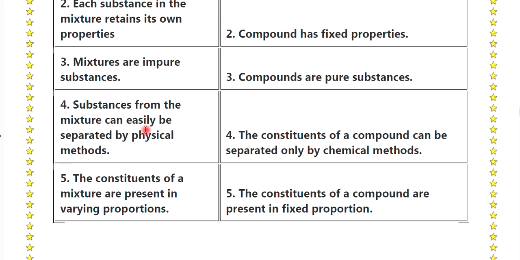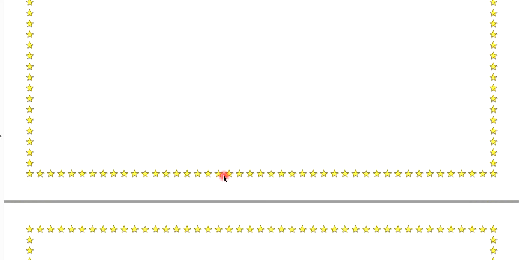Substances from the mixture can easily be separated by physical methods. Fourth point is, the constituents of a compound can be separated only by chemical methods. Fifth point is, the constituents of a mixture are present in varying proportions. Fifth point is, the constituents of a compound are present in fixed proportion.